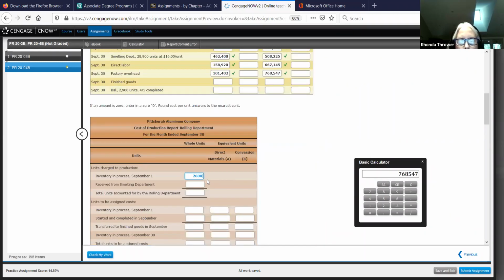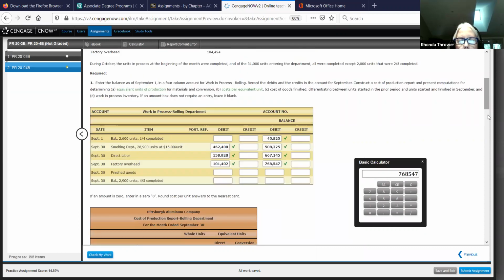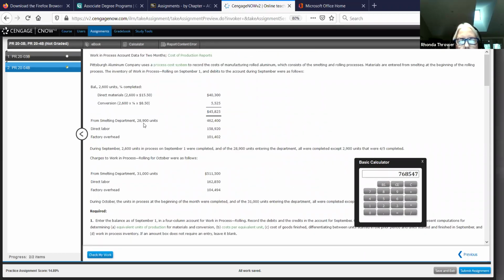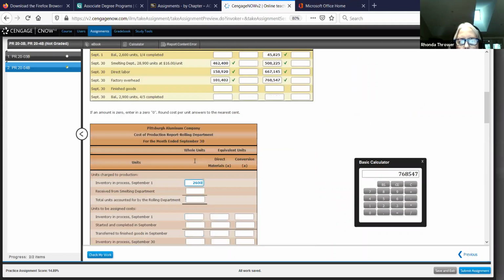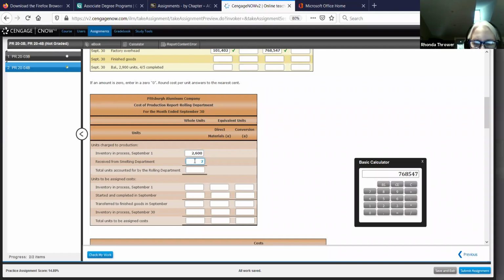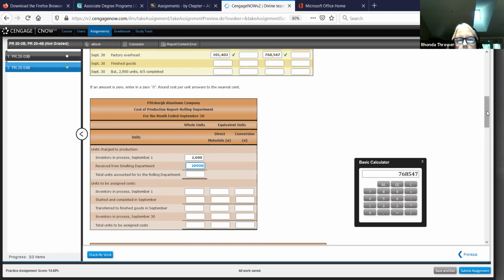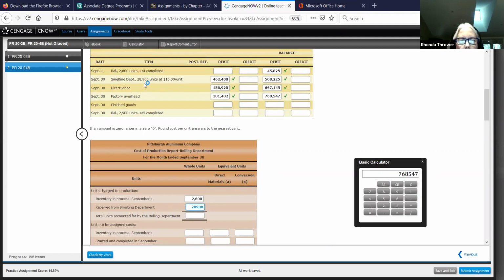So start with that first. Then they want you to determine what was received from the smelting department. So you had some materials that were brought into the rolling department from smelting, and you can see here that they gave you that information at 28,900. So 28,900 units are what we have received from the smelting department. You can also see that amount right here. It was given in two different places.